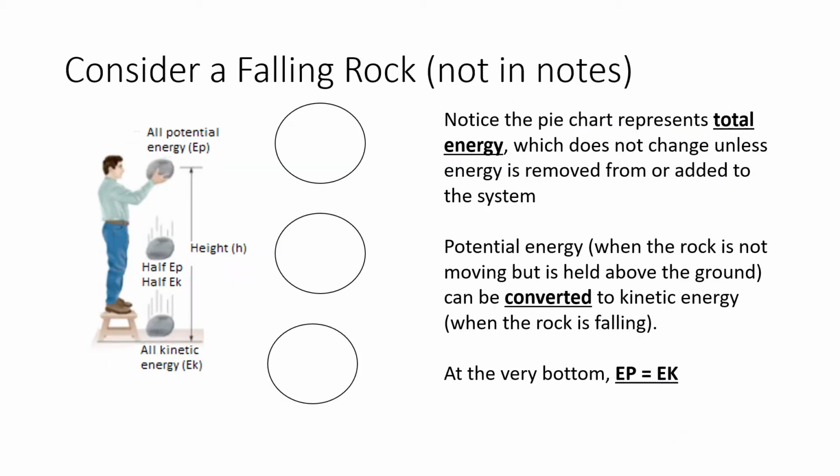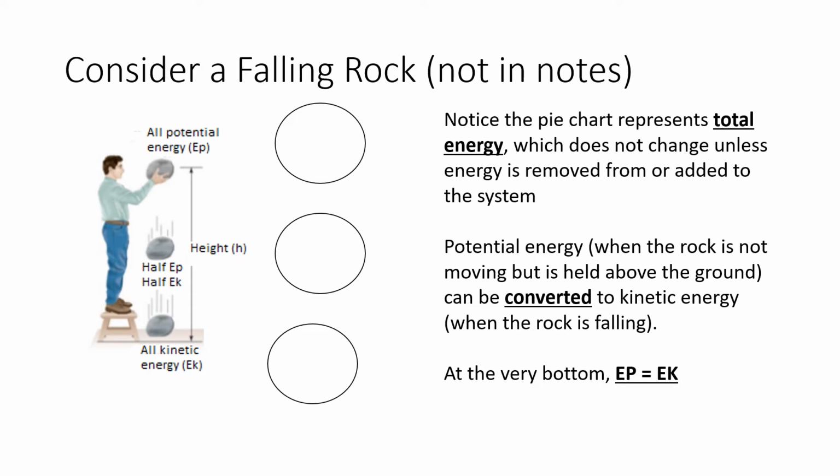Okay, not in your notes, just a little bit of a thought experiment here. If you look at this guy holding a rather sizable rock up at about head level, so fairly high off the ground, and then he lets go of it, we're going to look at what happens to this rock and its energy. The pie chart, the circle, represents the total amount of energy, which does not change unless energy is actually removed from or added to the system.